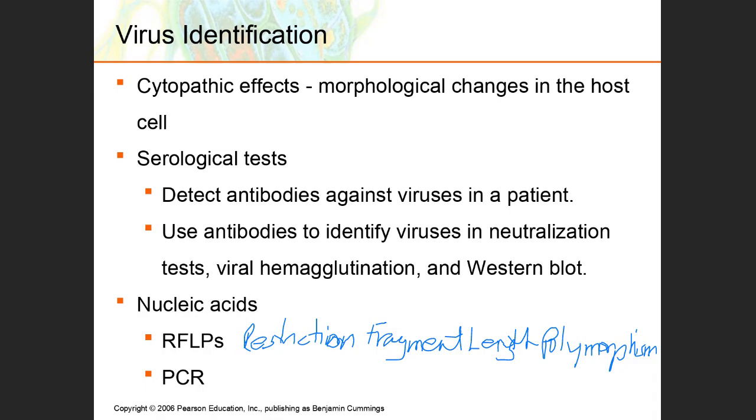So RFLPs is the banding pattern, so we can see that in the gel. And remember, if you don't have enough of the DNA or the RNA of the virus to run a gel, you can make more using PCR. We all remember the polymerase chain reaction, right?